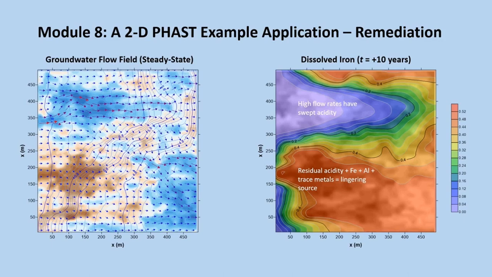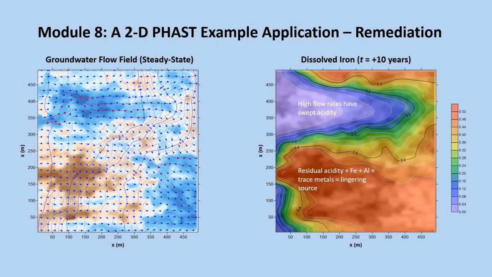The specified head boundary condition on the left edge of the model is associated with an unimpacted groundwater composition, the same pH 6.8 water that was used as an initial condition for the earlier FREAK-C example in Module 5. The idea is to simply run the reactive transport model forward in time for a decade without any perturbations, to let the system sort itself out spatially, with acidified, metals-impacted groundwater in the less permeable portions of the aquifer remaining and therefore acting as a lingering source of contamination.